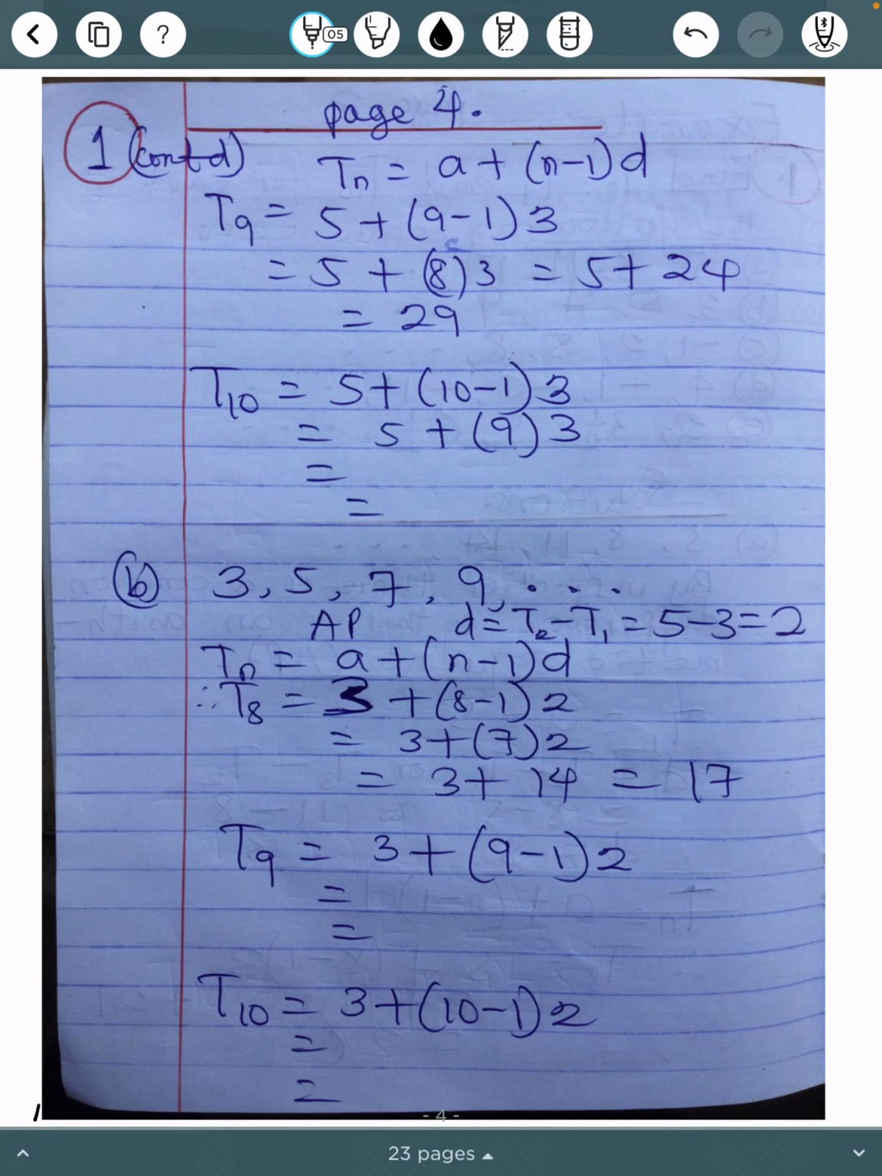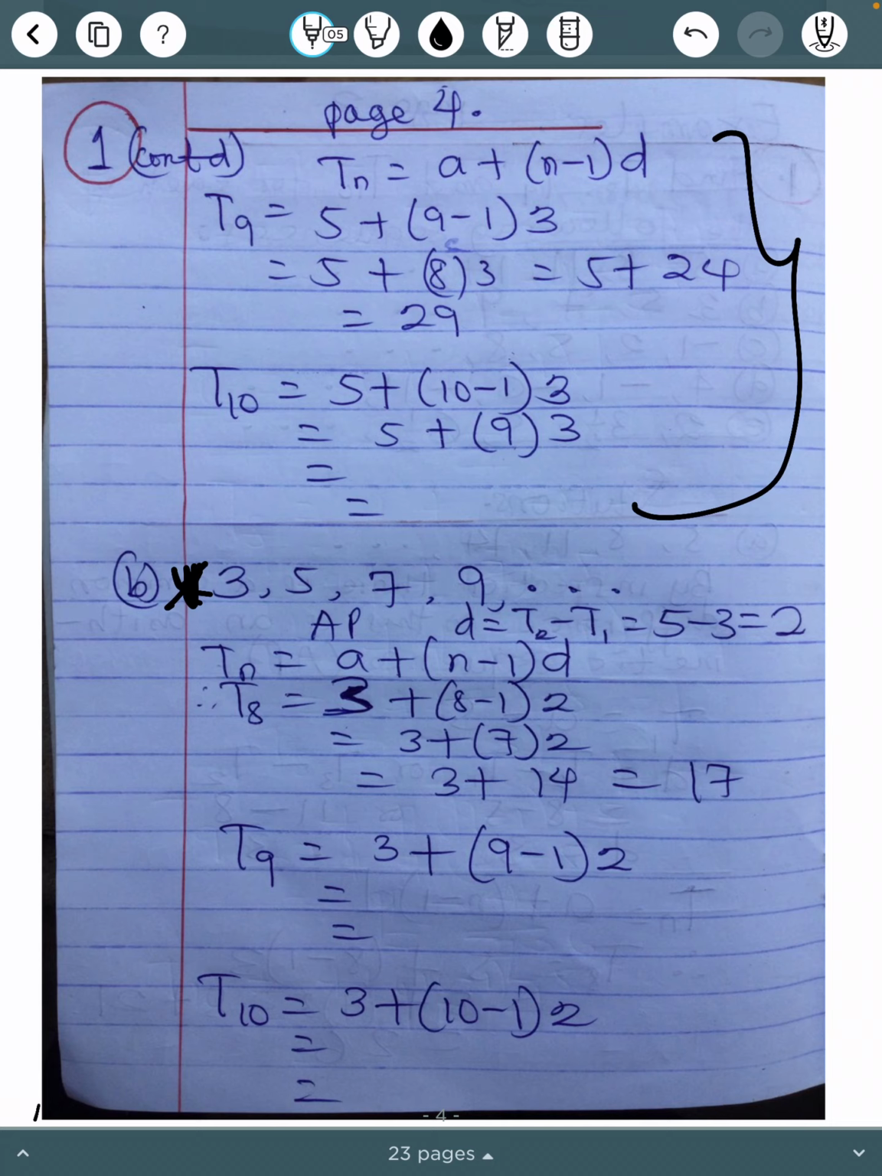Now, the next part of question A says we should find the 9th term and the 10th term. You do it in the same way, you get your answer. Now, look at question B. We have to find the 8th term of the sequence 3, 5, 7, 9. Observe this very well. This is arithmetic because the common difference between them is what? 2. So 2 is being added to each number to get the next one.